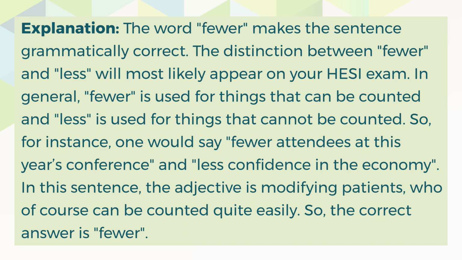In general, fewer is used for things that can be counted, and less is used for things that cannot be counted. So, for instance, one would say fewer attendees at this year's conference and less confidence in the economy. In this sentence, the adjective is modifying patients, who of course can be counted quite easily. So, the correct answer is fewer.